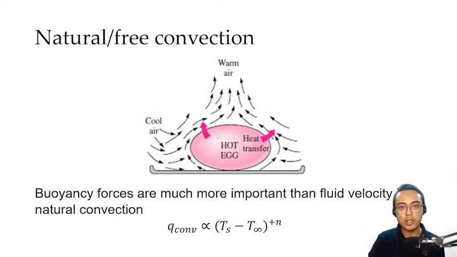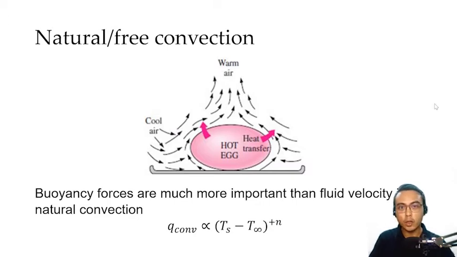Okay? So warm air tends to rise because it is less dense, and cold air tends to sink because it's denser than warm air. If you will recall our discussion on forced convection, the rate of heat transfer due to forced convection is directly proportional to the velocity of the fluid raised to a positive integer. In contrast, the rate of heat transfer due to natural convection is directly proportional to the difference in temperature between the surface and the free stream temperature of the fluid raised to a positive integer n. That means that if you have a bigger difference in temperature between the solid surface and the fluid, that would result in a larger amount of heat transferred via natural convection.